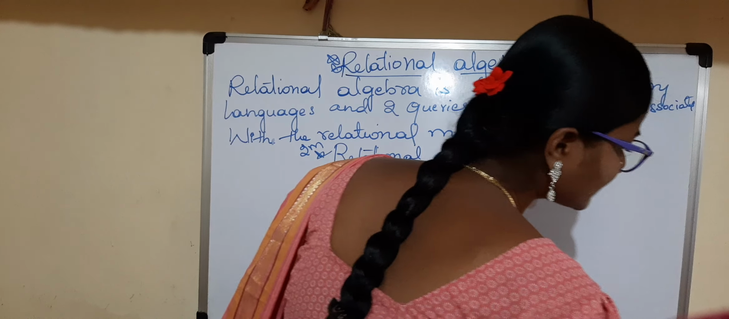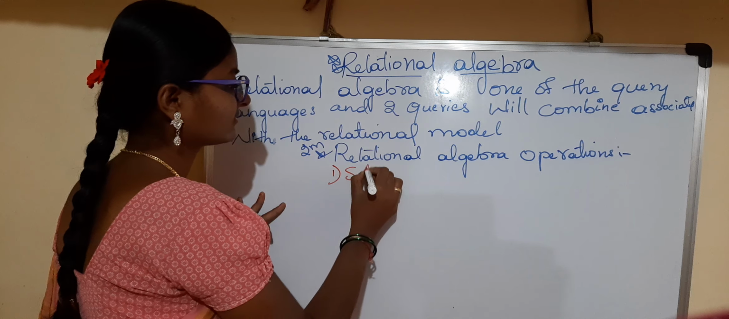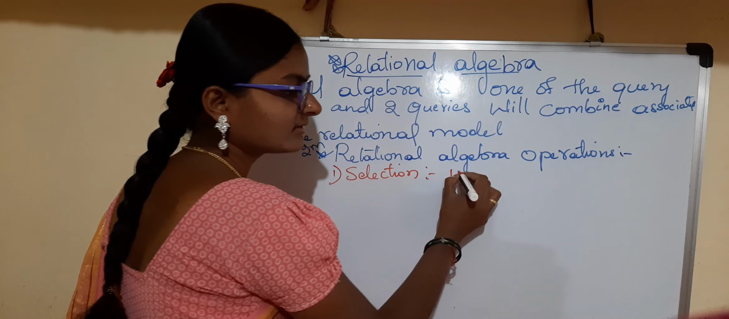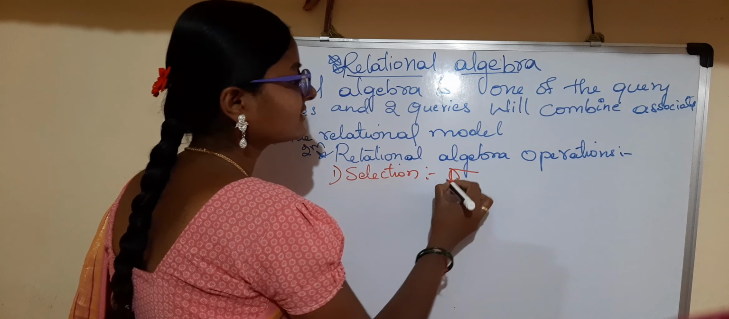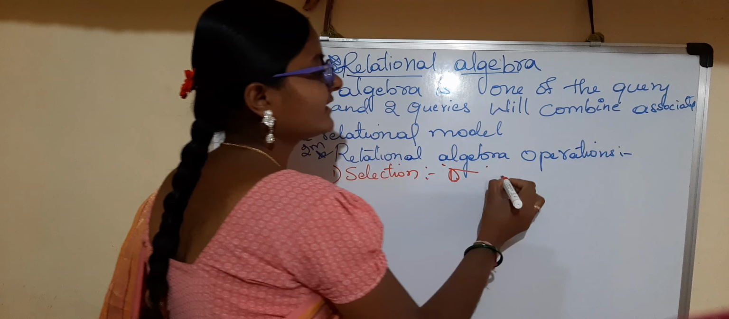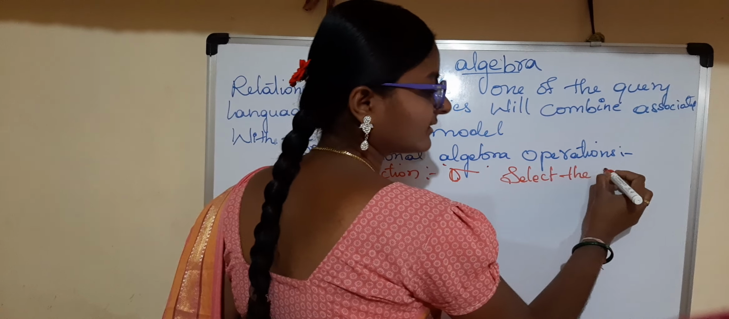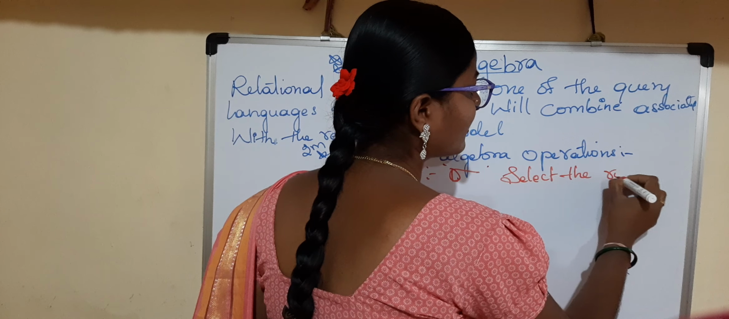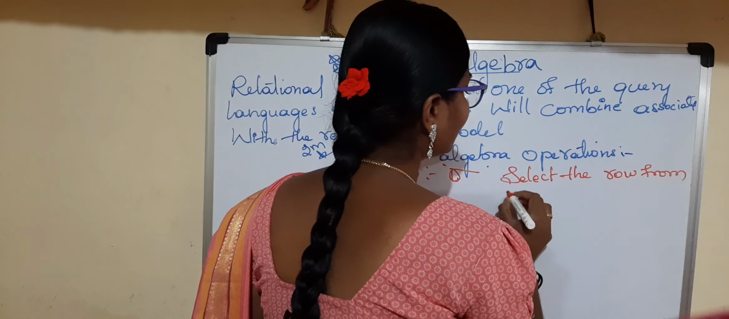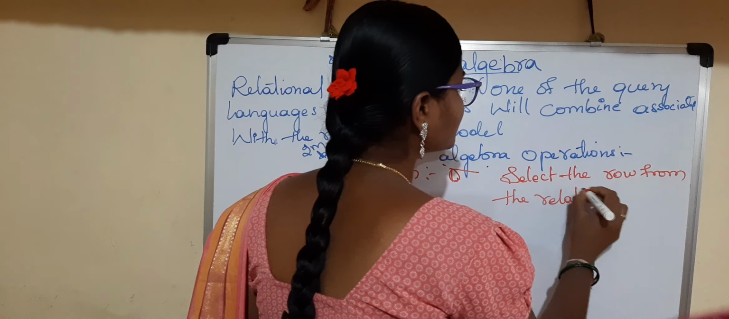It is selection. Selection is used with the selection symbol. It selects the rows from the relation.